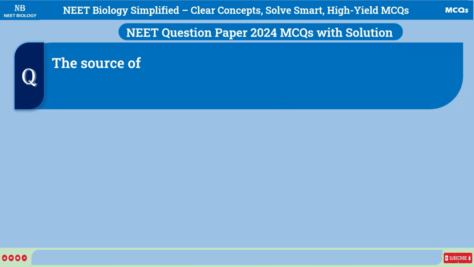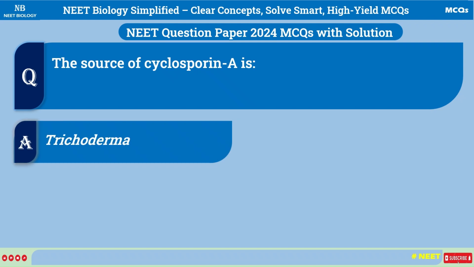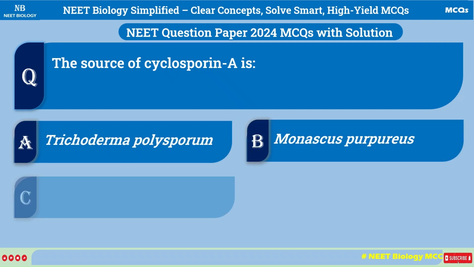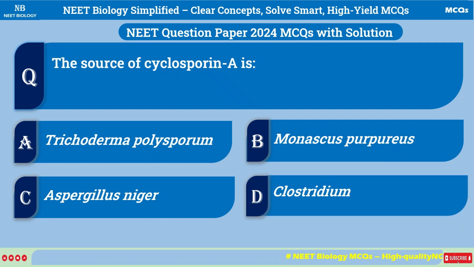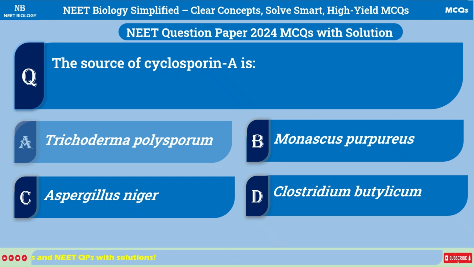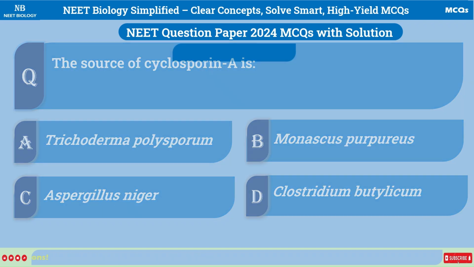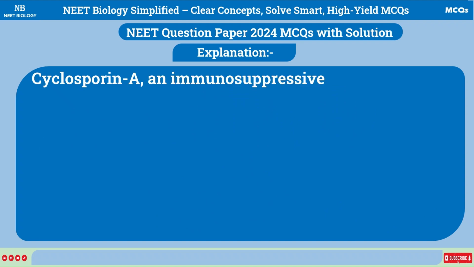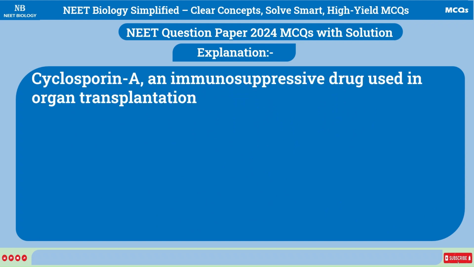The source of Cyclosporin-A is: A. Trichoderma polysporum. B. Monascus purpureus. C. Aspergillus niger. D. Clostridium butylicum. Correct answer is A. Trichoderma polysporum. Explanation. Cyclosporin-A, an immunosuppressive drug used in organ transplantation, is produced by the fungus Trichoderma polysporum.